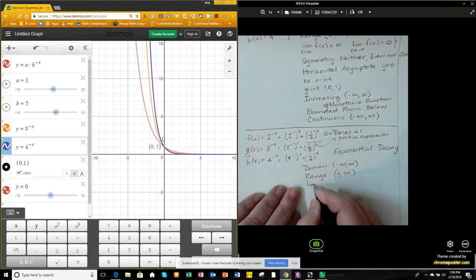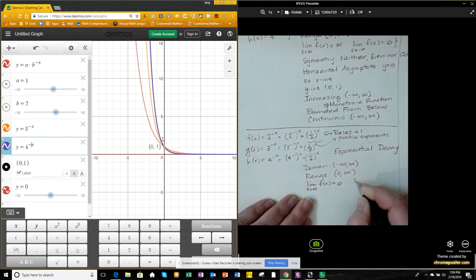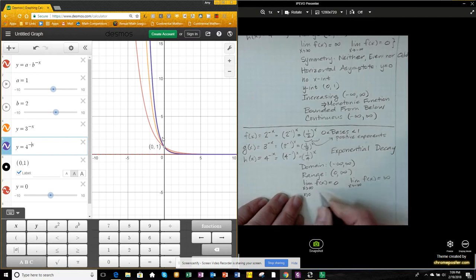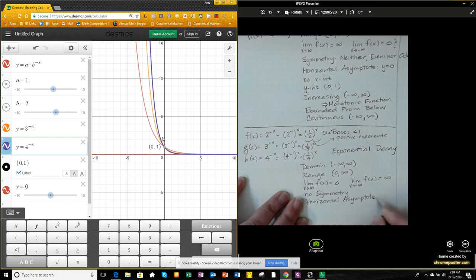Your end behaviors now have flipped because the limit as x goes to infinity of f of x, as an example, is now 0, and the limit as x goes to negative infinity of f of x is now infinity. So you'll see how the end behavior limits now have switched position. There is still no symmetry. We have the horizontal asymptote still at y equals 0 because the end behavior limit is 0 over here.